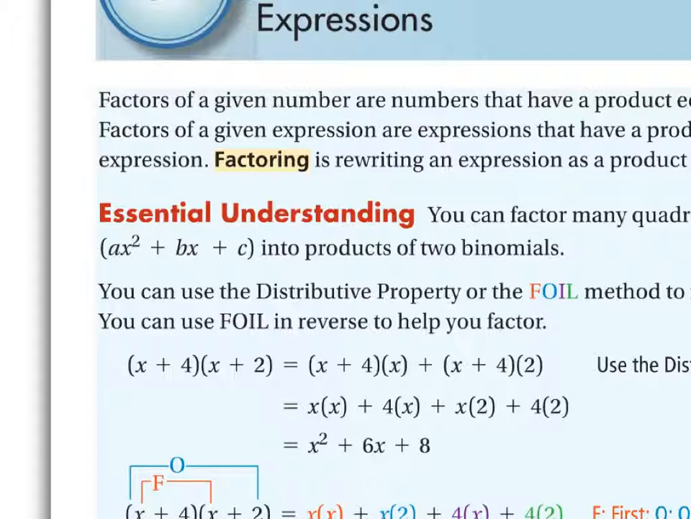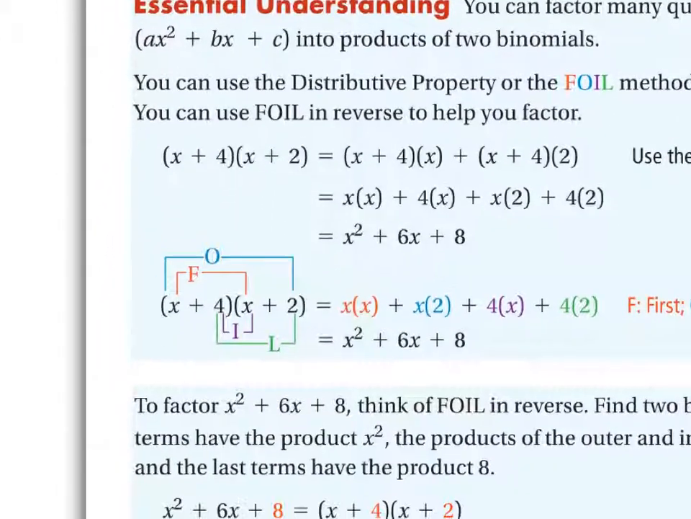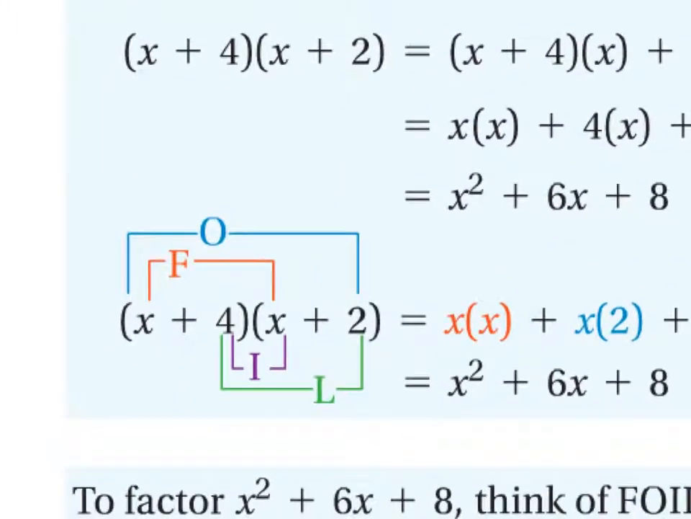Anybody in here remember the term FOIL from Algebra 1? FOIL stands for first, outside, inside, last, right? And what that's doing for us is it gives us a structure for multiplying binomials, 2 binomials together. For example, right here they explain FOIL.